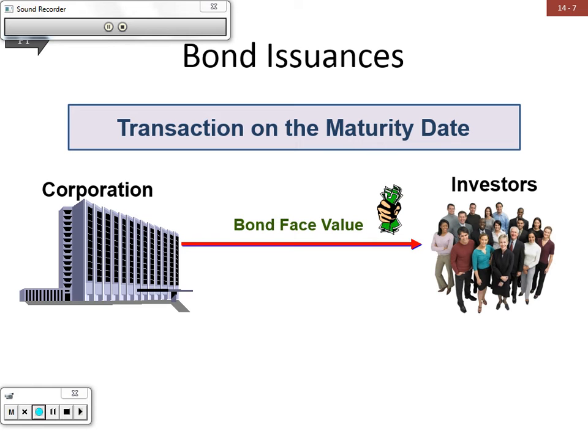Transaction on the maturity date of the bond. On the maturity date of the bond is when you pay back the full face value or principal value of that bond.